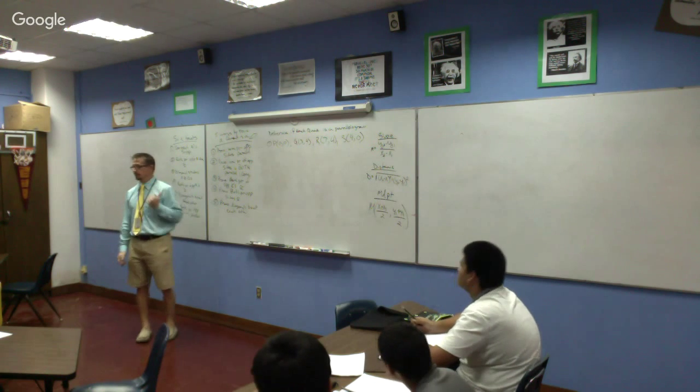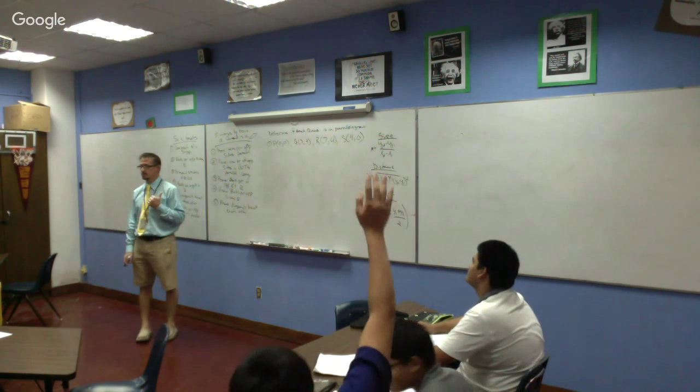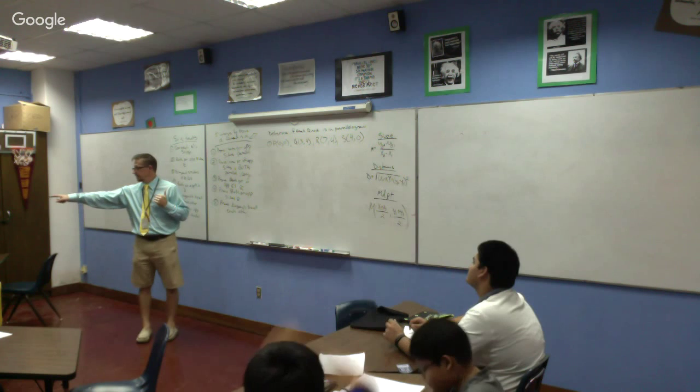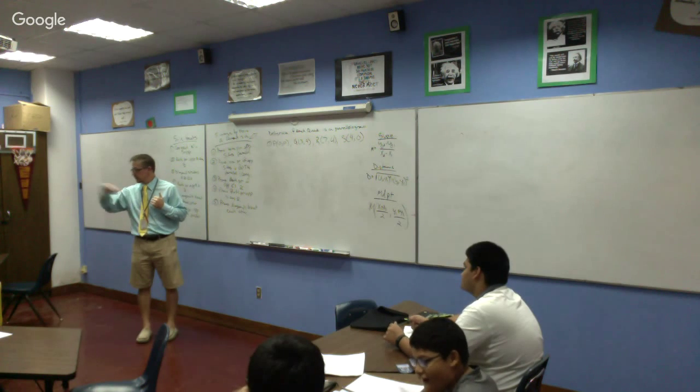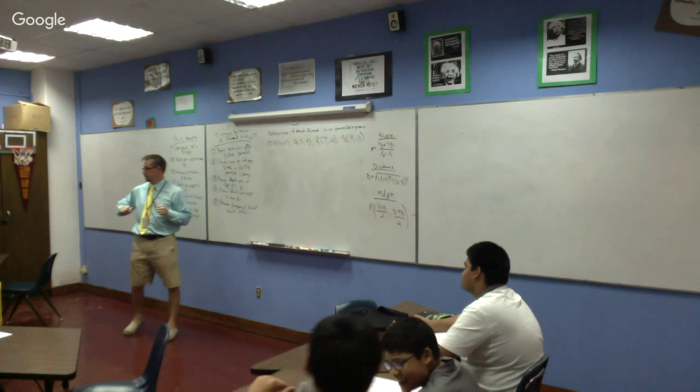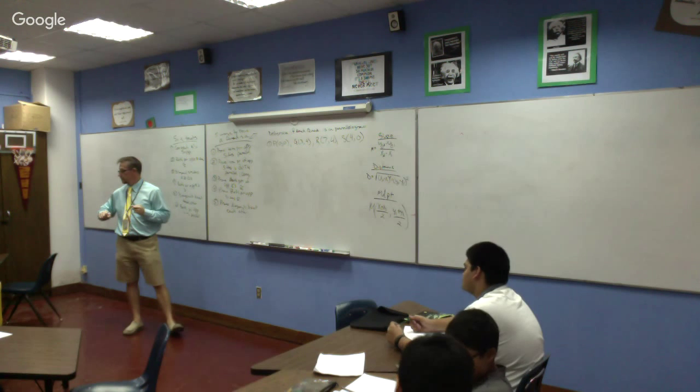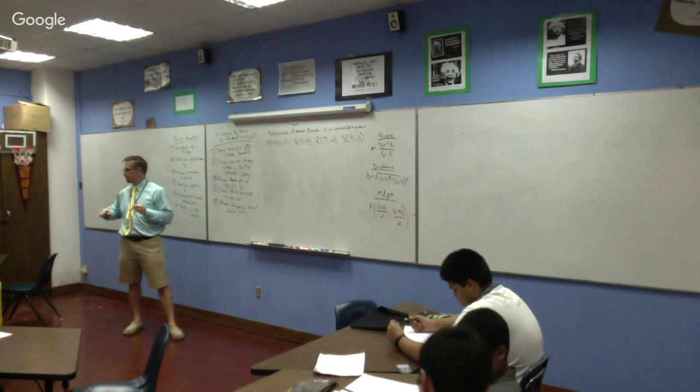Who wants to tell me which method they used? What did you get? I did the parallel. Both pairs? Yeah. So what did you use? I just found the slope. How many times?